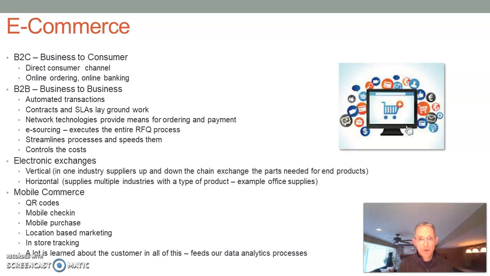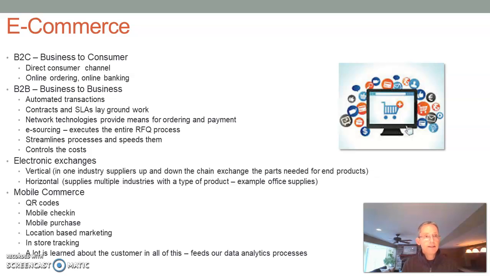Network technologies allow for that ordering and payment. E-sourcing allows for the RFQ process to go through. It streamlines them and controls all the costs associated with that. Electronic exchanges then are the result of that. They get set up both vertically, in which one industry is going to basically set up suppliers up and down the chain for a product, and horizontally, where you supply multiple industries with a different type of product or with the same type of product. Office supplies, for example. You're going to have electronic exchanges where a bunch of people can come in and buy stuff from you, or vertical exchanges where your suppliers are supplying you with everything you need, except you're fanning out and having those exchanges so you can get the best price possible.